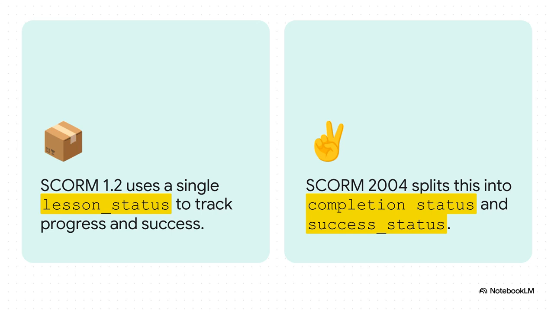SCORM 1.2 kind of lumped everything together with a single lesson status. But SCORM 2004 got smarter and split it in two. You have completion status to track if the learner actually finished it, and a separate success status to track if they passed it. This gives you way more nuance. Now you can track if someone finished a course but maybe failed the final exam.